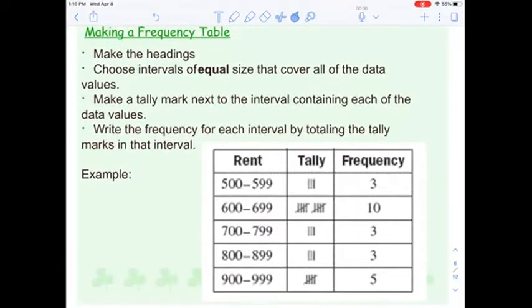Frequency tables. So this is what a frequency table looks like. You need one of these before you can make a histogram graph. So for frequency tables, you need headings, you need intervals of equal size, and it has to cover all the data. You need to make tally marks with the intervals, and then you write the frequency. So looking at this first example, we have the interval of 500 to 599. There are 3 tally marks, so that means there were 3 data points in between those values, and the frequency is then 3.